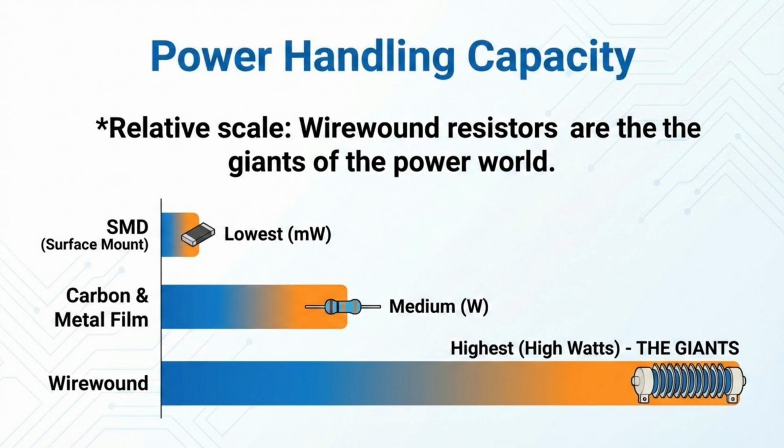Wirewound components are the largest, followed by carbon and metal film, and finally the tiny SMD parts, reflecting their ability to manage power.